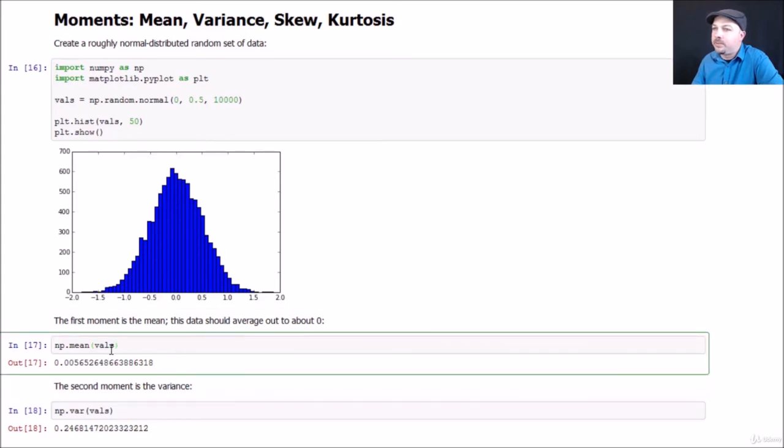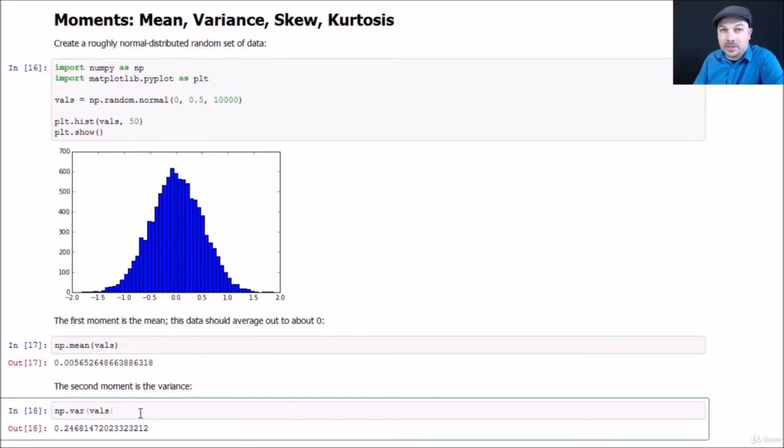So to find the mean and variance, we've done this before. NumPy just gives you a mean and var function to compute that. So we can just call np.mean to find the first moment, which is just a fancy word for the mean. And that works out to be very close to zero, just like we would expect for normally distributed data centered around zero. So the world makes sense so far.